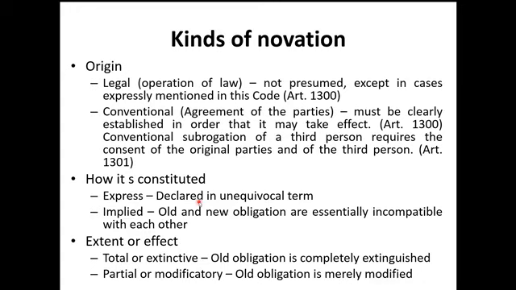Why? Kasi the old and the new obligation in all respect are totally incompatible with each other. Kasi hindi ka pwedeng mag-construct ng apartment at the same time ng house on the same parcel of land. That is physically impossible. Kaya yung agreement natin na mag-construct ng apartment, impliedly novated niya yung old object na mag-construct ng house. Next, as to extent or effect, pwede raw siyang total or extinctive or pwede siyang partial or modificatory. Pag total or extinctive, it means we totally extinguish the old by creating a new obligation. Pero pag partial or modificatory, we don't extinguish the old, we simply modify it.